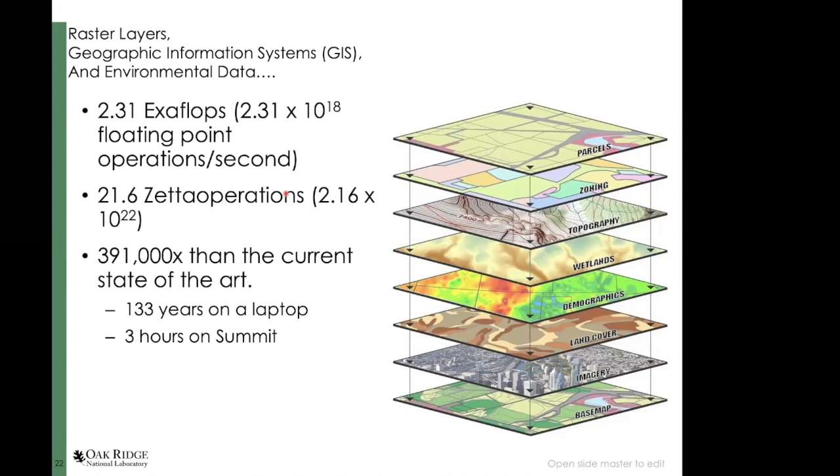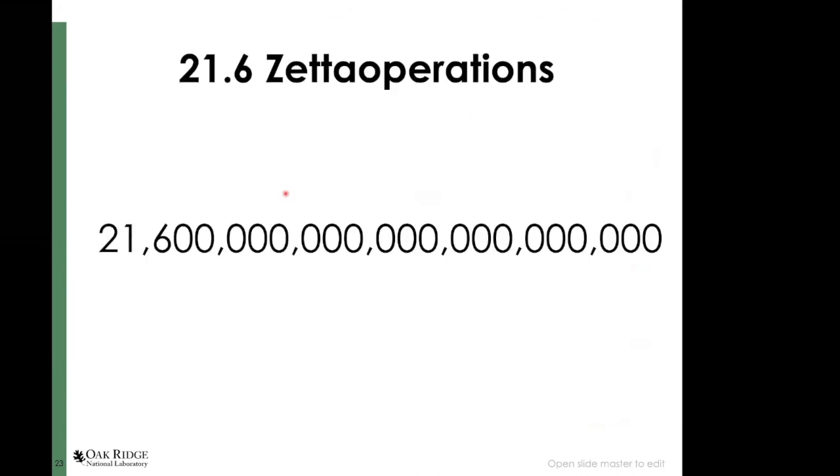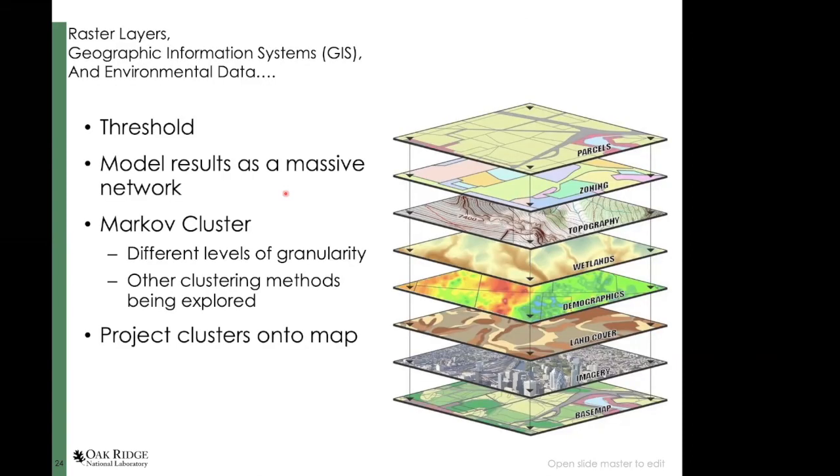That would have taken over 100 years on my laptop on this 170 terabyte data set. It took us 3 hours on the Summit supercomputer. To our knowledge, this is the largest calculation done in human history. We can now represent the results of that calculation as a network, and now we have representations of the similarity of all points on Earth.